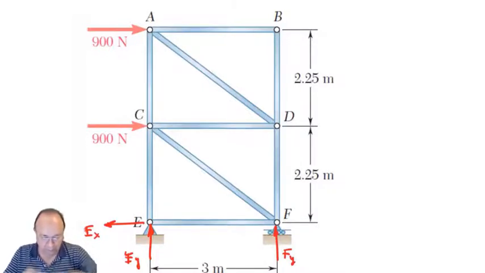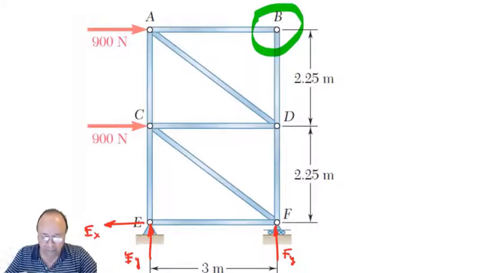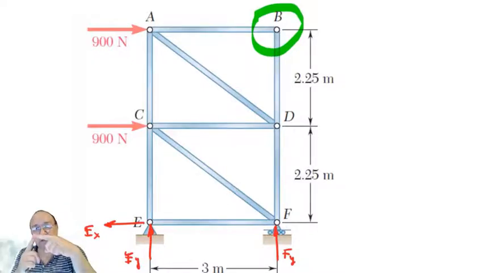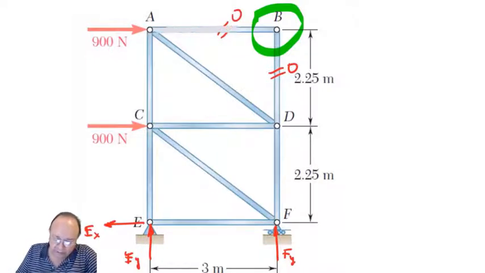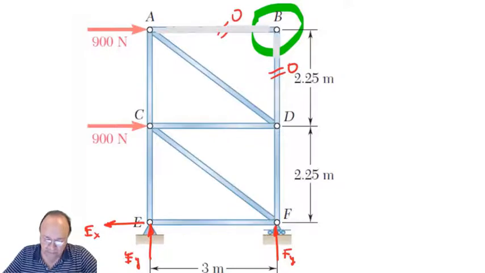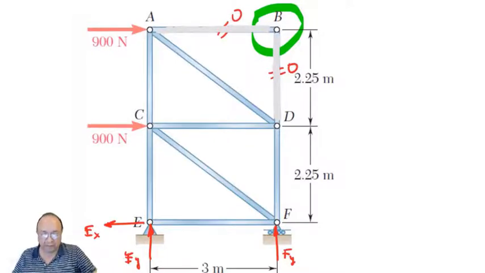Special joints, B. B is a special joint, two forces, only two, and not collinear. They both have to be zero. This has to be zero. This has to be zero. So it's like those bars don't exist. As I say, they have a reason to be there. You will see in the next video.